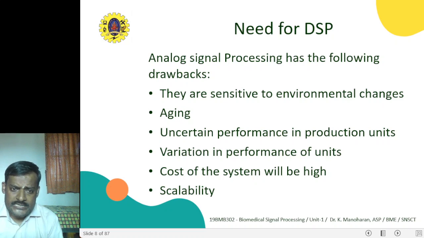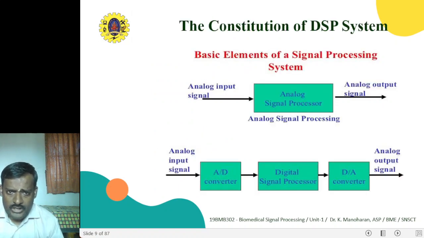Third one, uncertain performance in production of units, so we cannot expect the same performance for all the units. Again, variation in performance of units: each unit may produce different results. The cost of the system will be high in analog. Scalability means whether it can be scaled for different things. It is not possible in an analog system. To overcome this only, we go for a digital system.